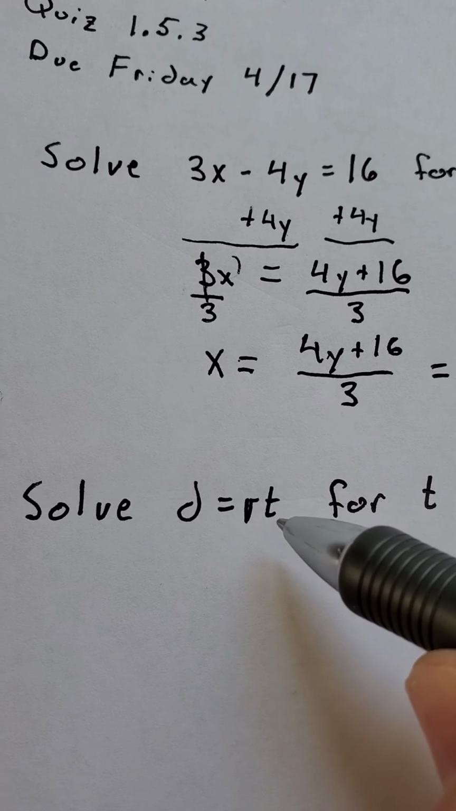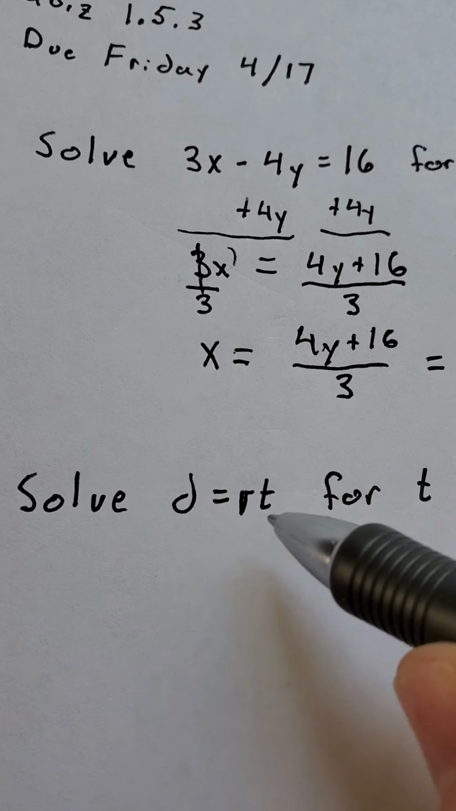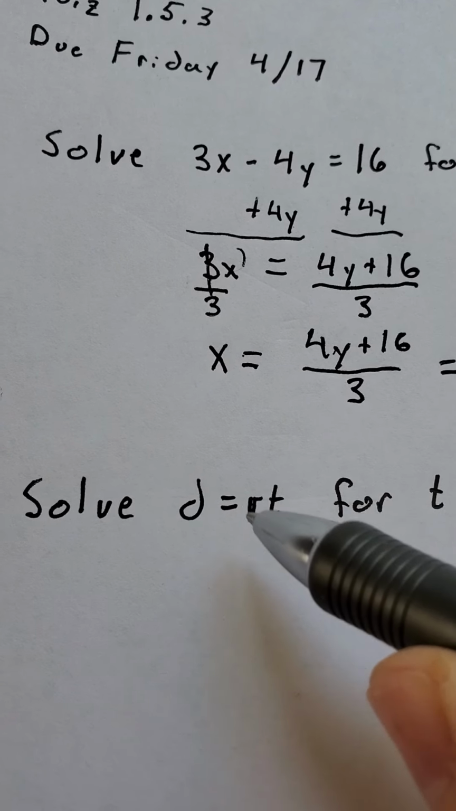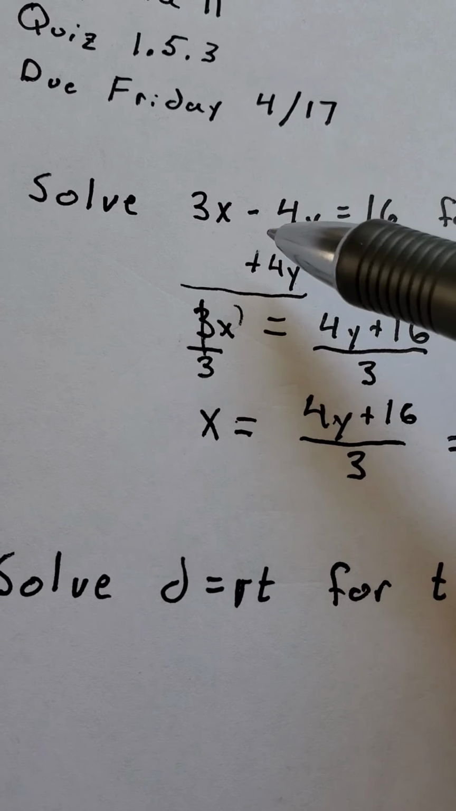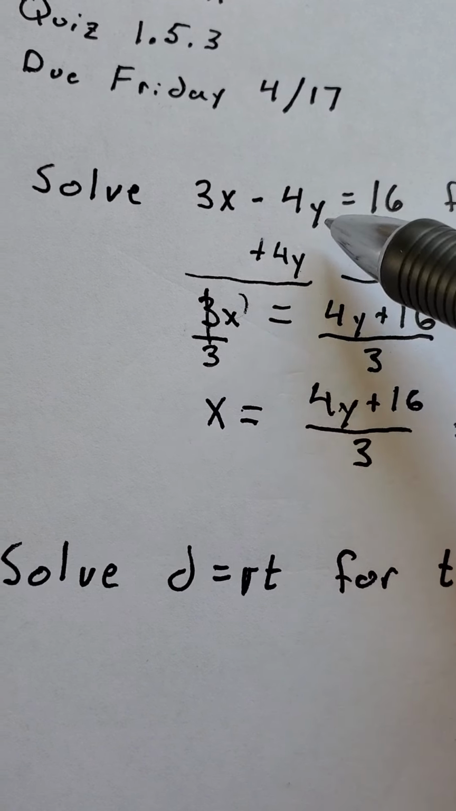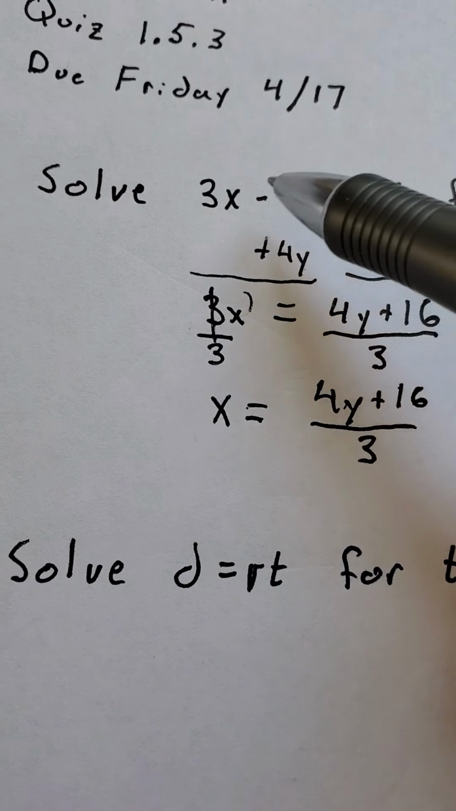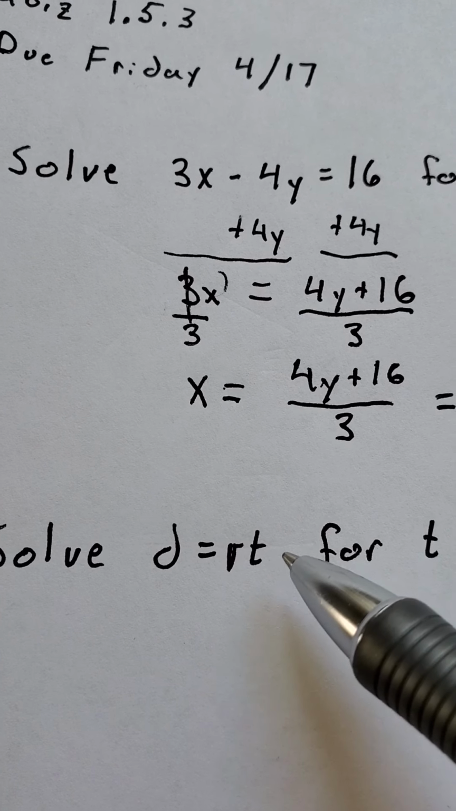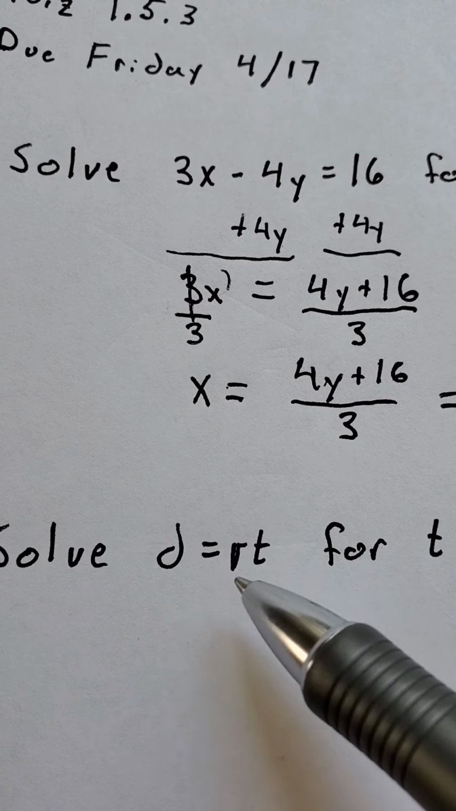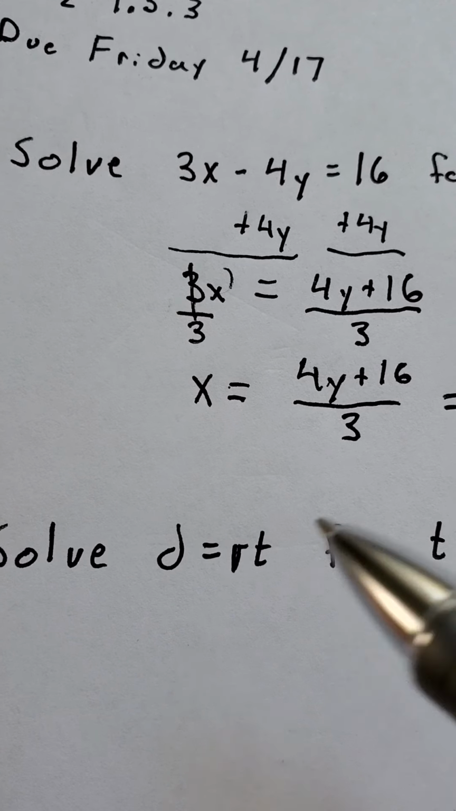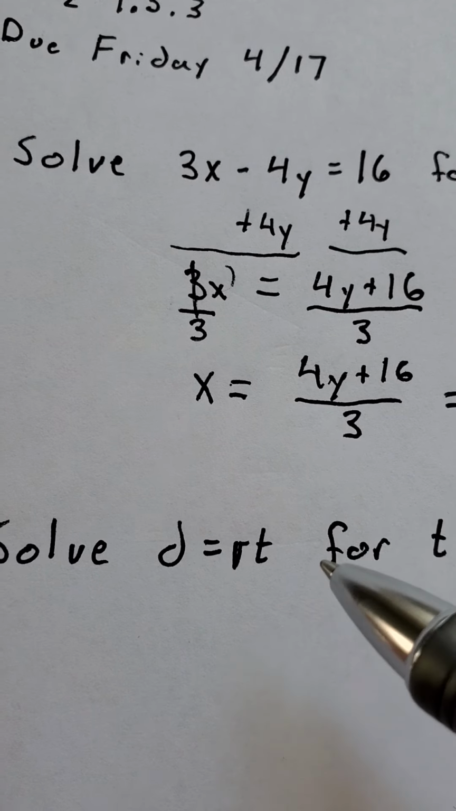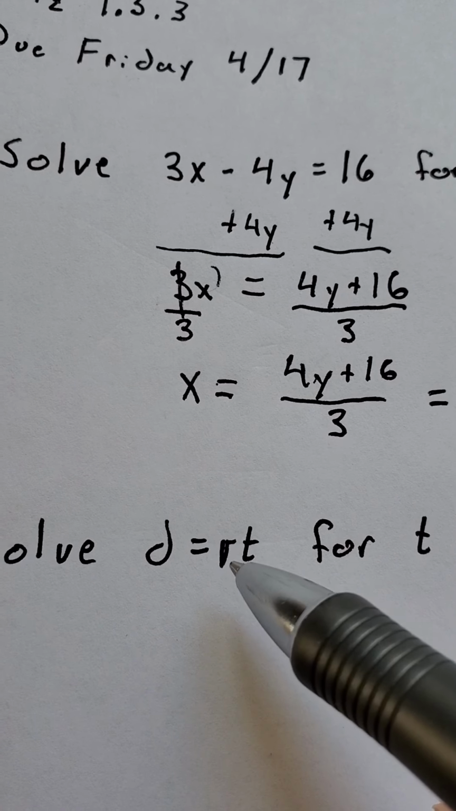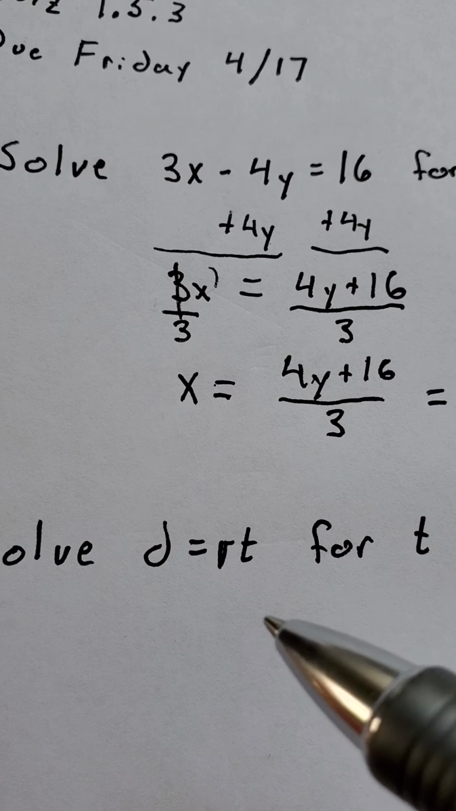The t is already isolated by itself. What I mean by isolated is there's no addition or subtraction. So up here, we have 3x minus 4y. We needed to get rid of that minus 4y. There's no plus something else or minus something else here on this right-hand side. So that term is isolated. The t is isolated. We do, however, have to get rid of the r. We just want the t to be completely by itself.